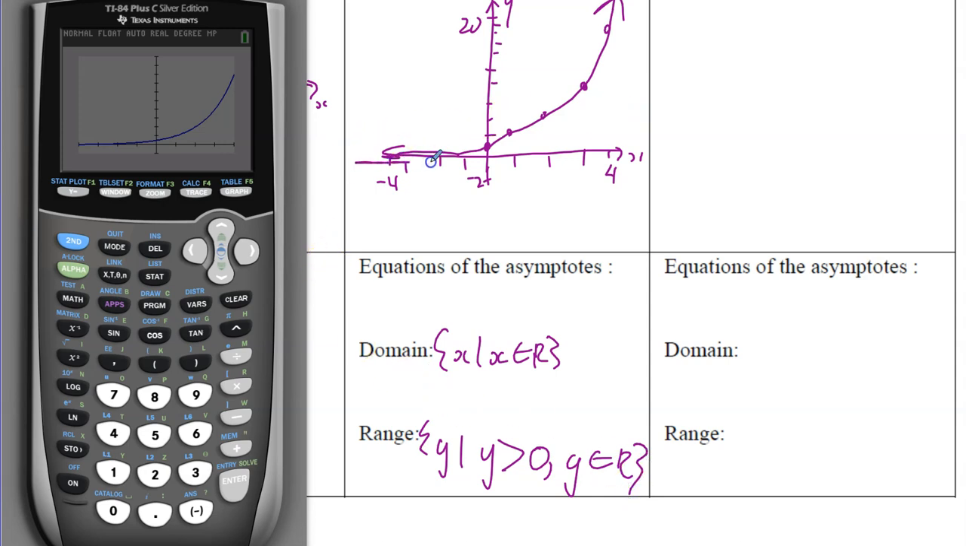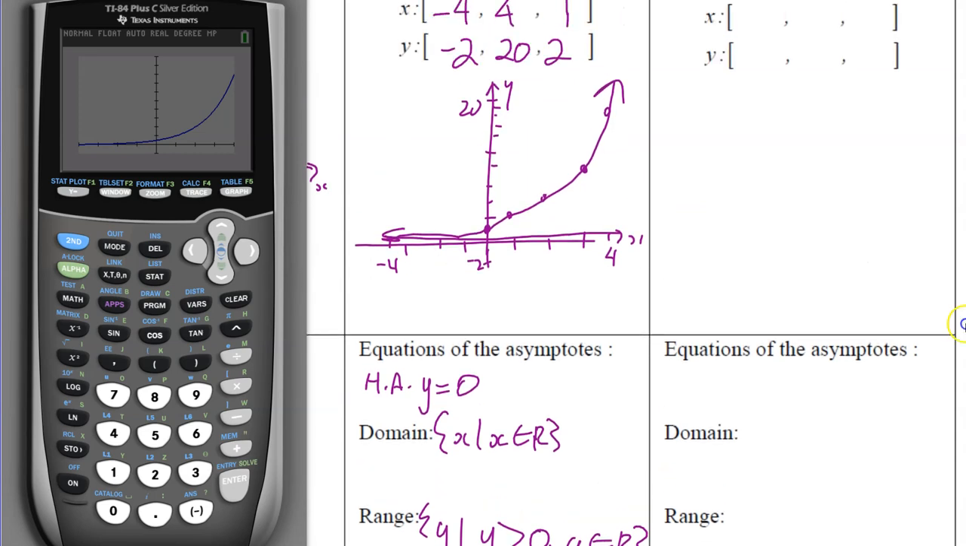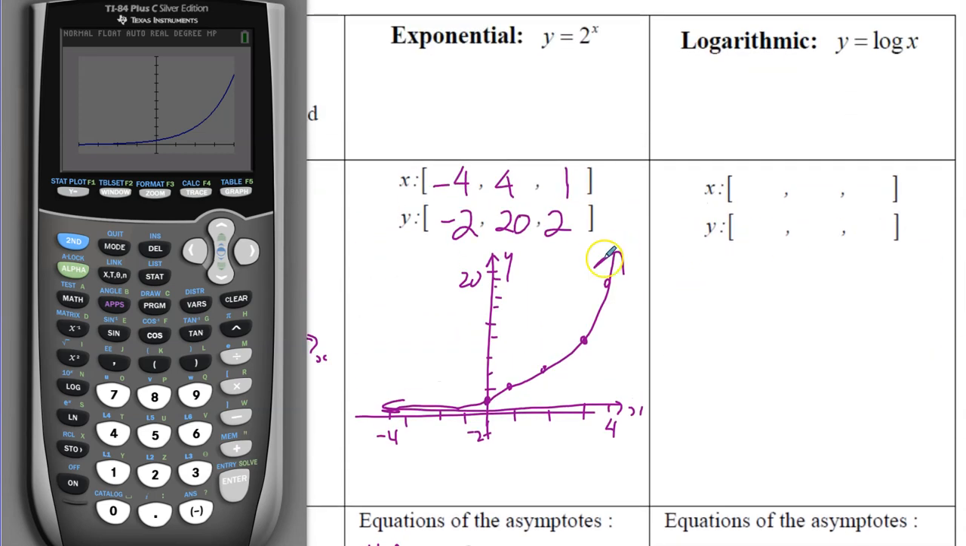Asymptote. There is an asymptote line here, right? It's a horizontal asymptote. And the equation is y equals 0. It's the equation of this asymptote line. And remember, an asymptote line is a line that a curve approaches but does not touch.